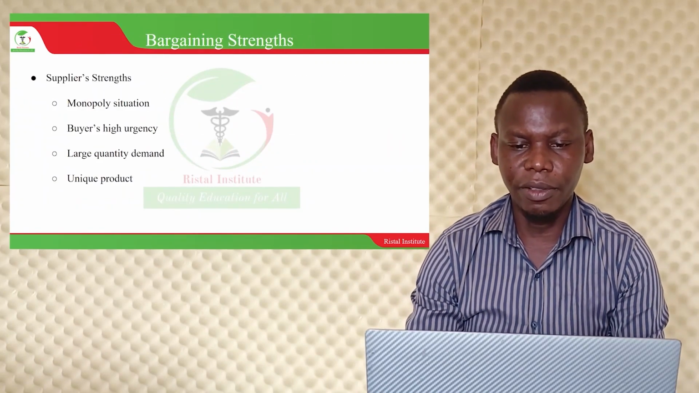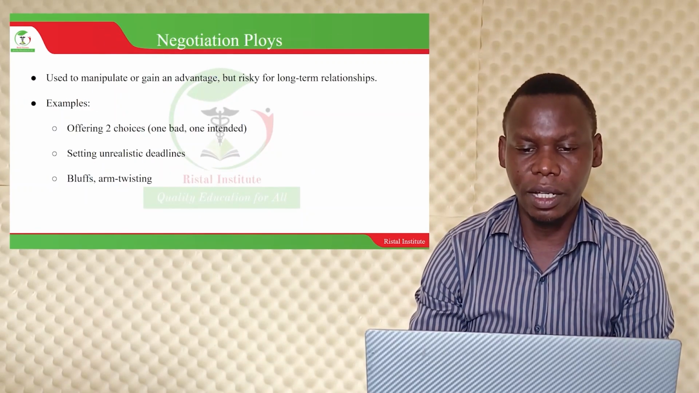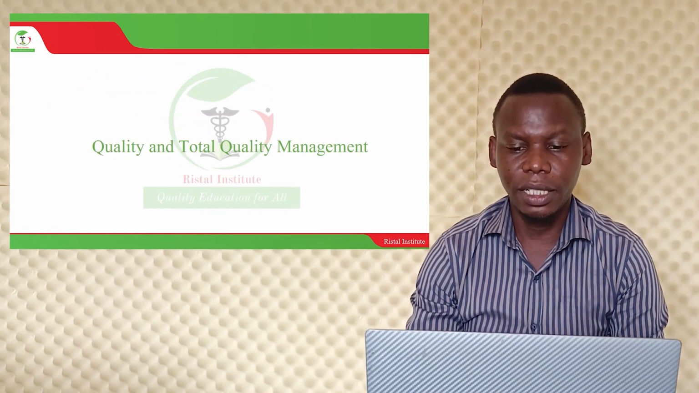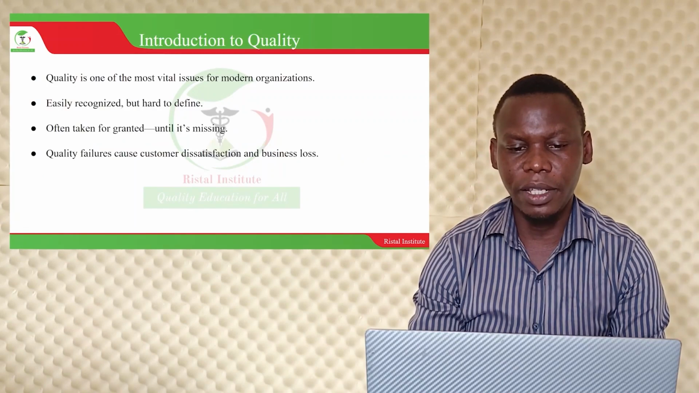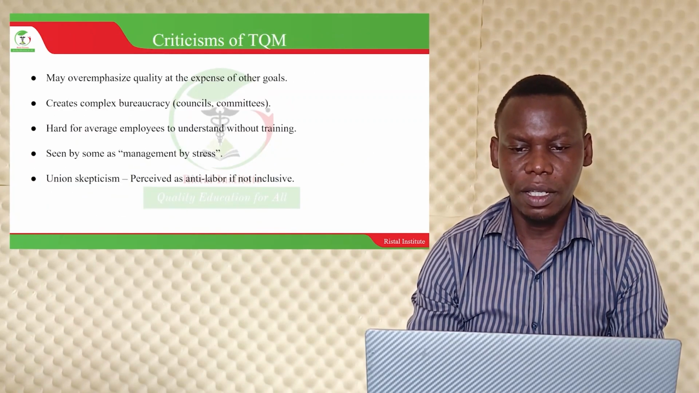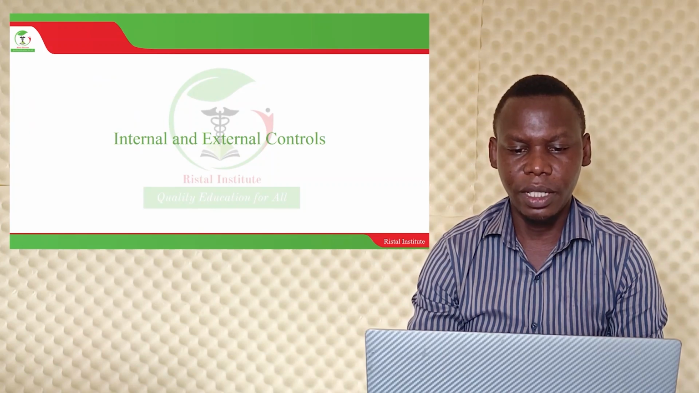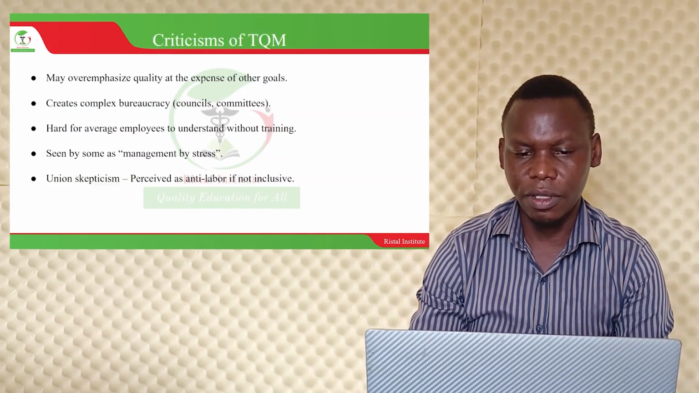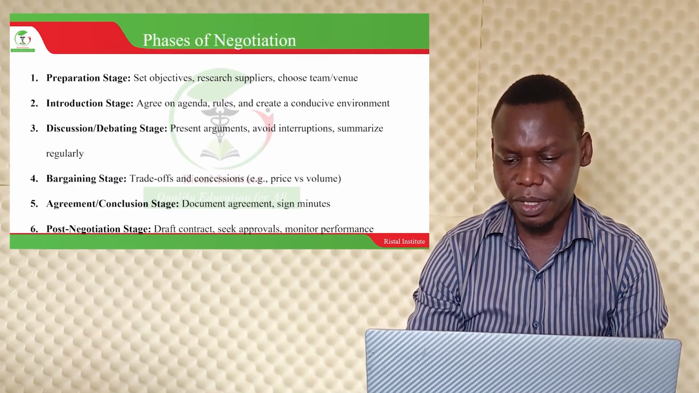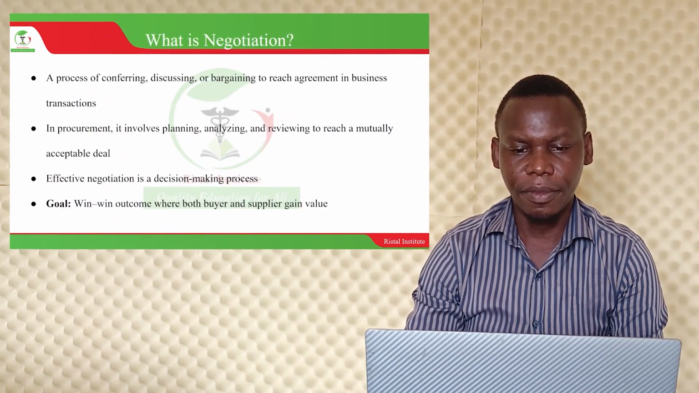After the procurement negotiation, we shall look at a series of subtopics. We shall look at quality and total quality management. Then we shall finalize with the last topic, which will be internal and external controls. That means we are going to finalize the remaining 3 topics today.